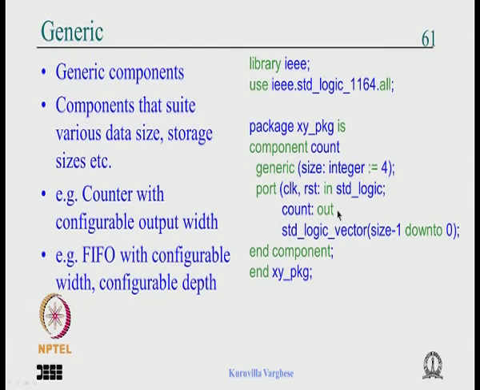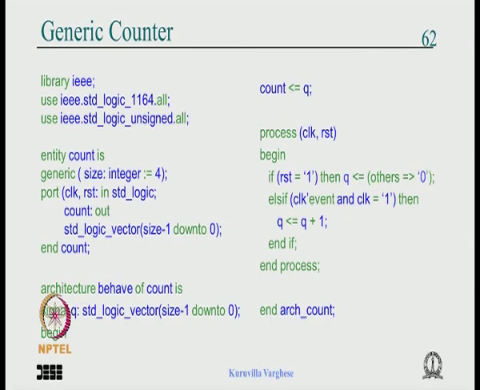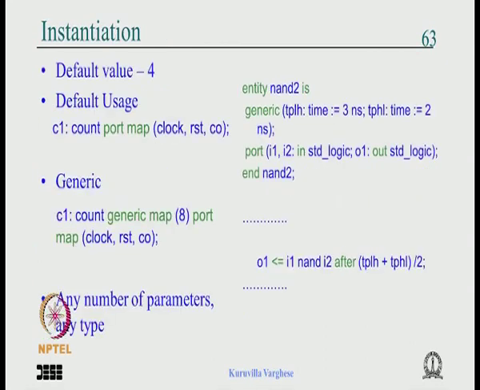Now there are two ways of using it. When you instantiate it in a top level component, the default value is 4. Like earlier, you can say C1 count port map, the clock goes to the clock pin, the reset goes to the reset pin, and CO goes to the output of the counter. So here you will get a counter with the default value, which is 4 bit.